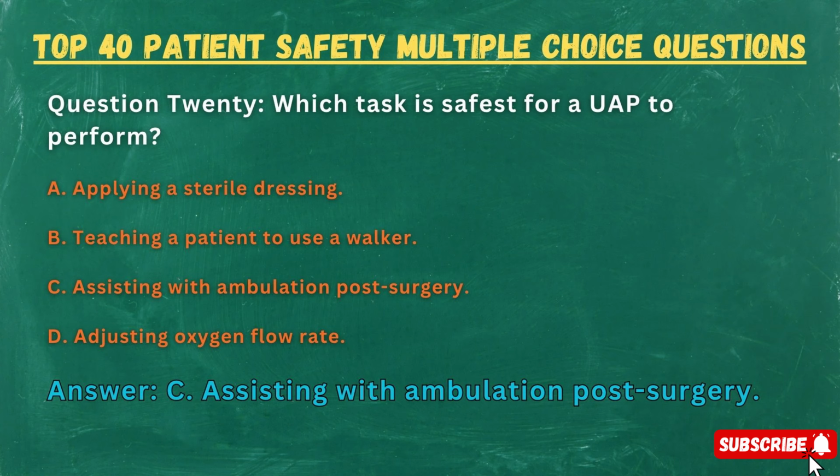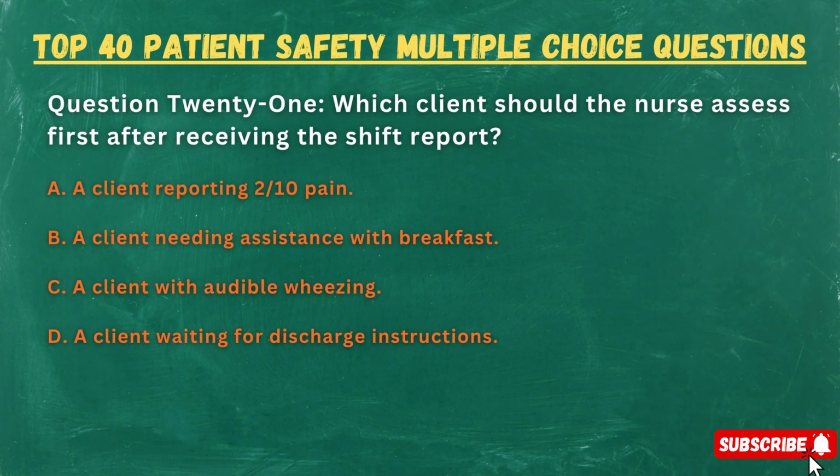Answer. C. Assisting with ambulation post-surgery. Question 21. A nurse is caring for a client with a history of placenta previa. Which action is a priority? A. Monitor for signs of infection. B. Assess for painless vaginal bleeding. C. Palpate the uterus for contractions. D. Encourage early ambulation.